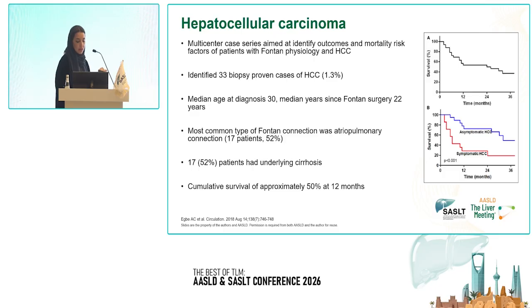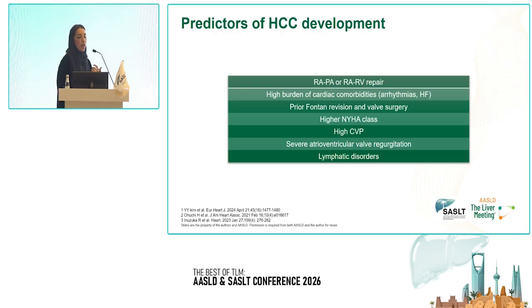But what you can see here is that there was a significant difference between the patients that were asymptomatic at time of diagnosis versus those who were symptomatic. So that brings us to the idea of, these patients should be screened so we can identify them early and improve survival. The predictors of HCC development generally are patients that have poor cardiac function.